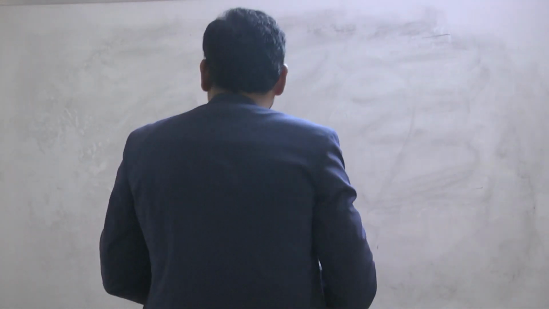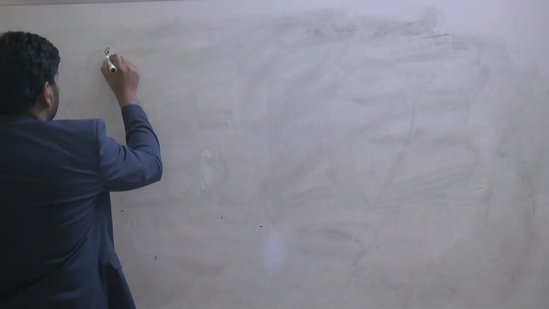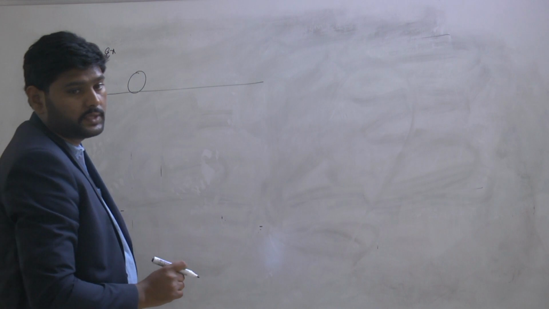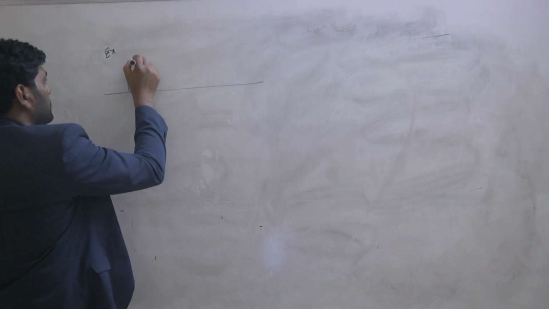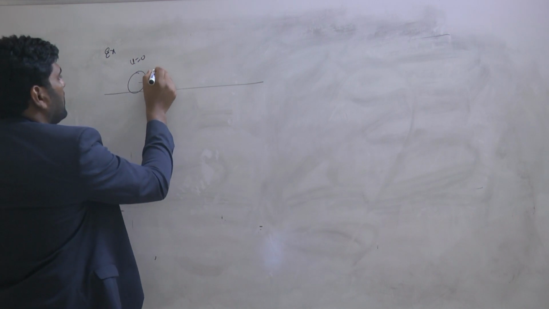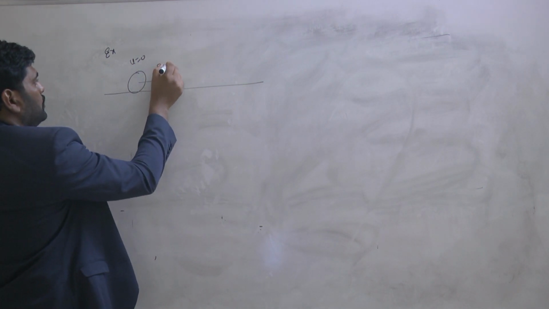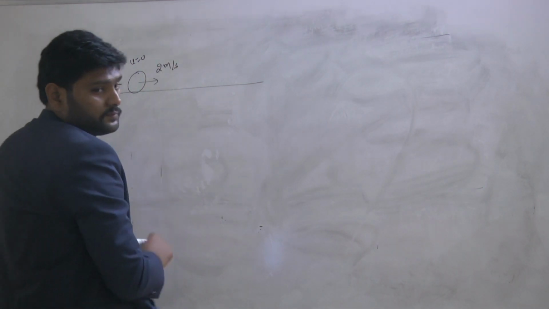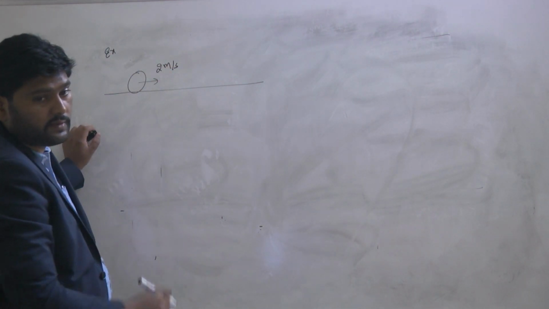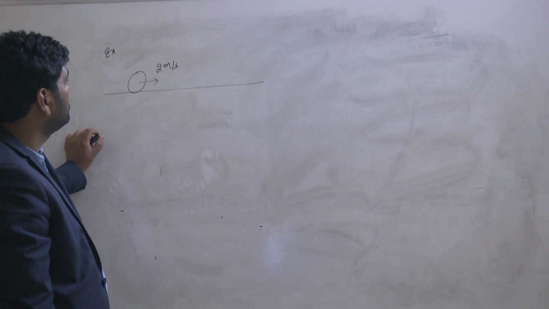I'll give one situation first. Yes, sir. So this is one situation. The object is starting from rest, so u is 0. It starts with a constant acceleration of 2 meter per second.